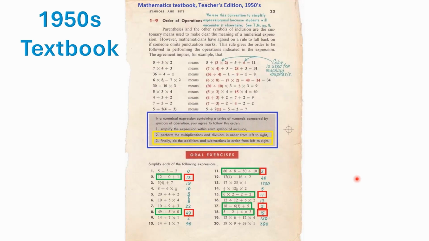It's the same thing. Here's a 1950s textbook, and it's the same thing here. They've got examples. 5 plus 3 times 2 equals 11. Why is that? Because the 3 times 2 is solved first and then added to 5. This is directly out of a 1950s textbook, and even in part of it, it's highlighted here. After you solve things inside of parentheses, you perform the multiplications and divisions in order from left to right, and then finally do the additions and subtractions in order from left to right.